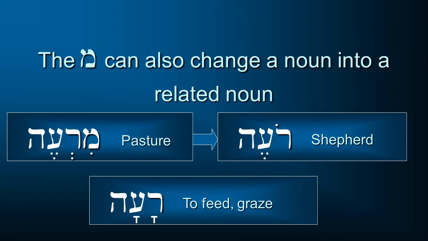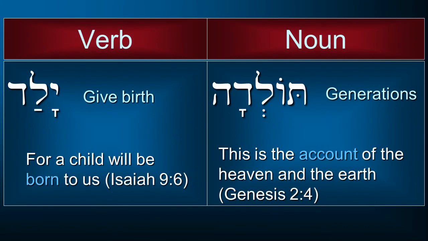So we have mer'ah, the word for pasture, and then ro'ah is a shepherd, and then ra'ah is to feed or to graze. So notice how all these three words, again, are related. Now here are two other related words.